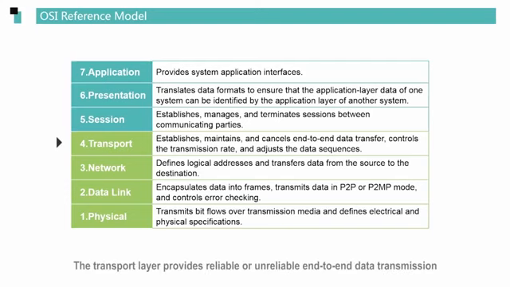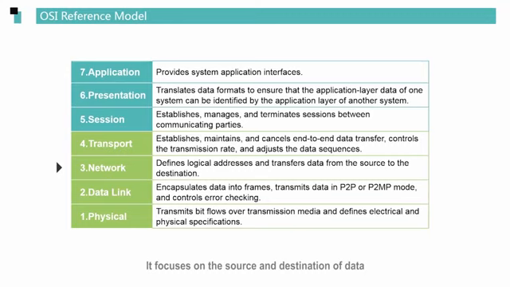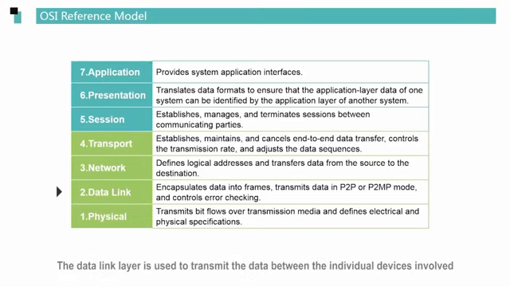The transport layer provides reliable or unreliable end-to-end data transmission. The network layer provides data addressing and routing and supports routing protocols. It focuses on the source and destination of data. For example, the source may be a user's PC in China, and the destination may be a user's PC in the USA. In this example, data can't simply be sent directly from the PC in China to the PC in the USA. The data link layer is used to transmit the data between the individual devices involved.